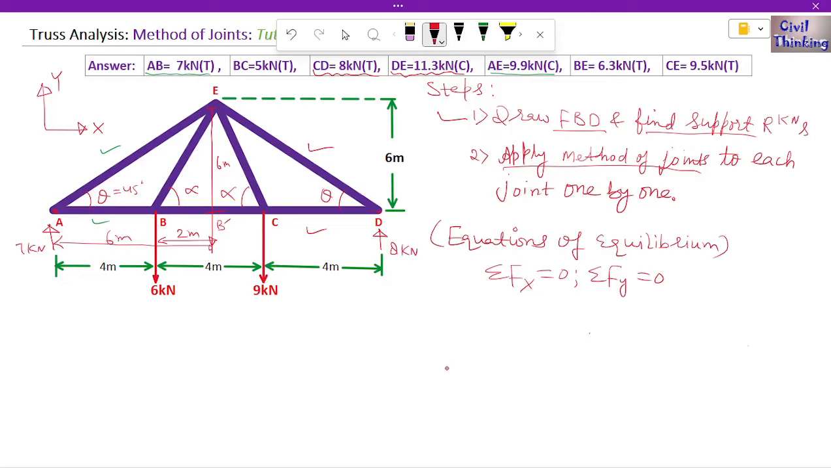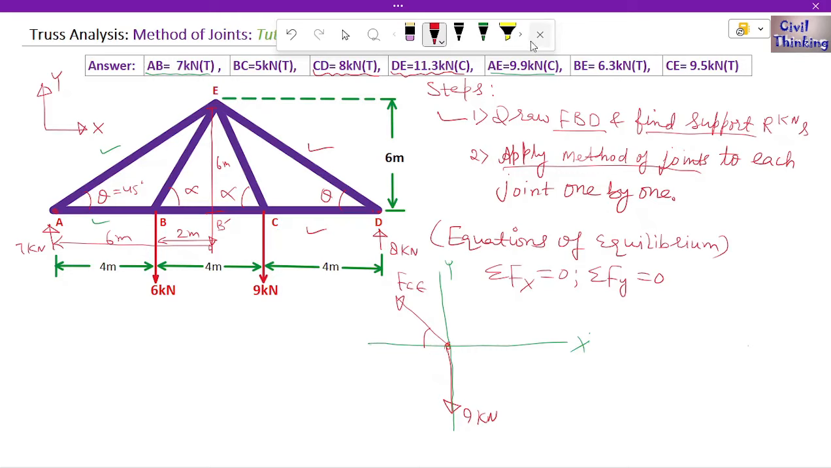Okay, so let me draw the free body diagram of joint C. This is 9 kilonewton downwards. Let us say this is joint C. We have this unknown force. Let me first draw the coordinate axes. This is the x-axis and this is the y-axis. We have CE connected here. I'm assuming the force in CE is tensile, like this, and the angle it makes with the x-axis is alpha. Okay, this angle is alpha.